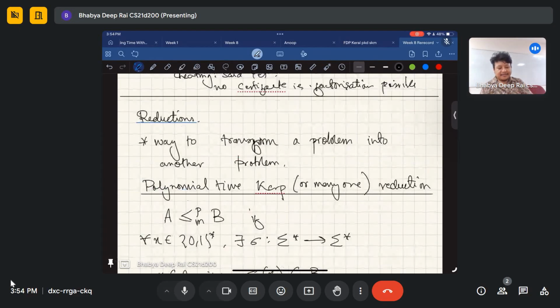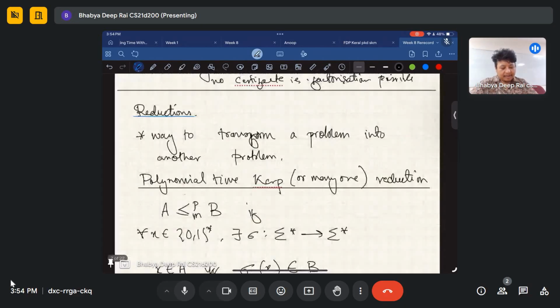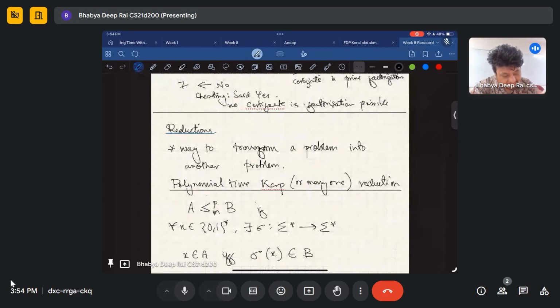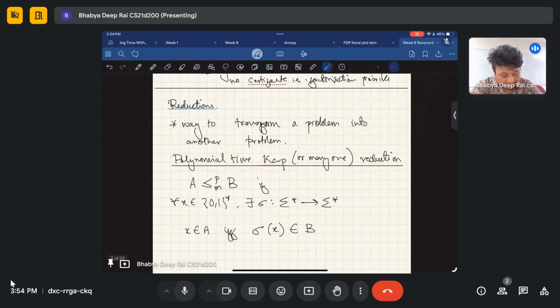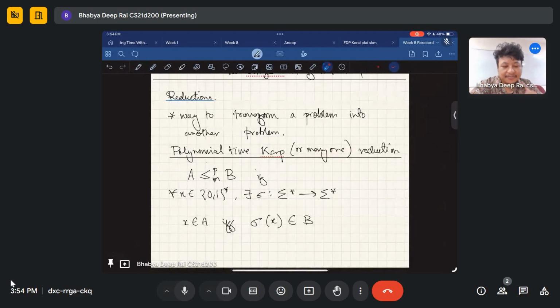Okay, so next thing is reductions. I'll not get into it in depth from a conceptual perspective, but reduction is a way to convert one problem to another. We'll be focused more on what are called Karp reductions or many-one reductions. A reduces to B in polynomial time, and many-one is also called Karp reduces to B. Then for all inputs x, there is a reduction from a string to another string such that x is in A if and only if sigma x is in B.